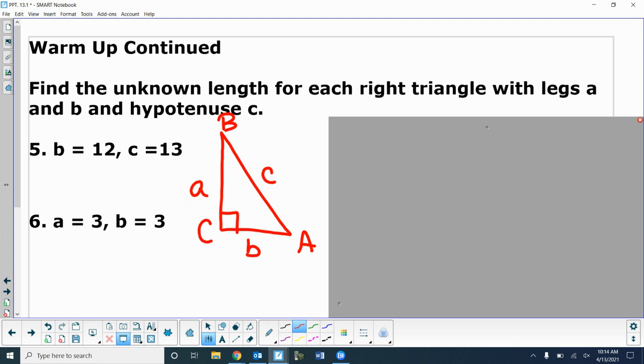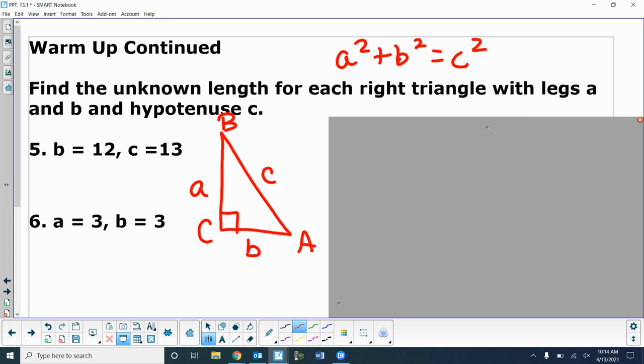All right? So what do you know about the two legs of a right triangle and the hypotenuse? Right, A squared plus B squared equals C squared. What do we call that? Pythagorean theorem. You guys remember that now that I reminded you, right? Yeah.